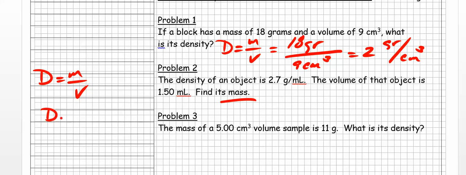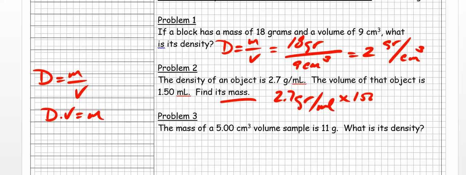So we have density times volume is equal to mass, just like that. Density times volume is equal to mass. So let's plug in. They're telling me the density is 2.7 grams per milliliter, and that the volume is 150 milliliters.